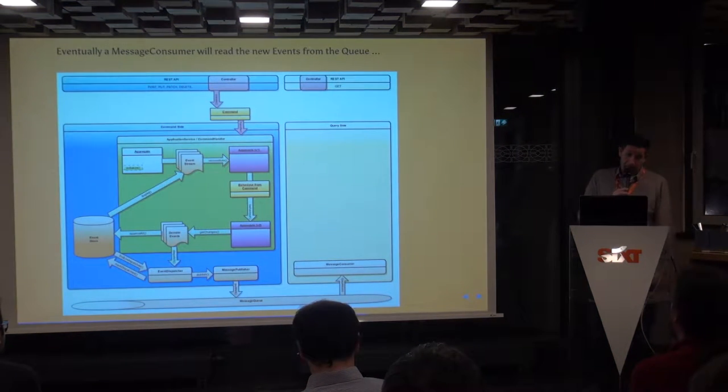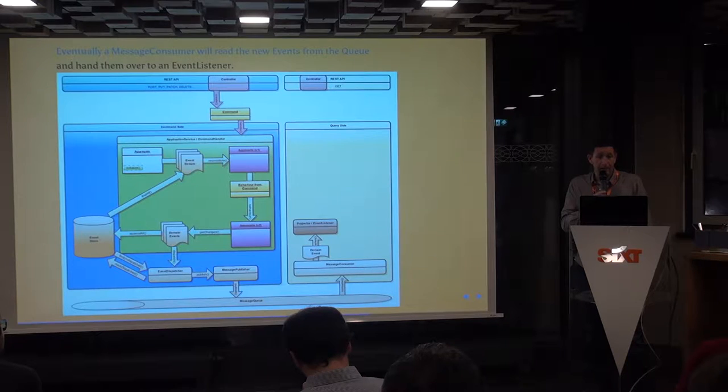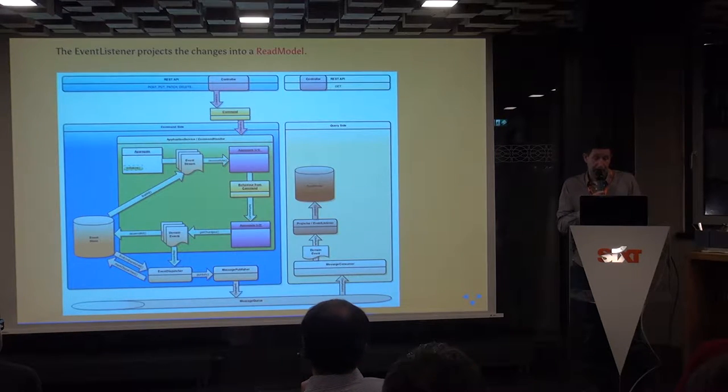Then we have the domain event as a message on the queue, and some message consumer will read the new event or events from the queue and hand them over to an event listener, which will project the changes into a read model.